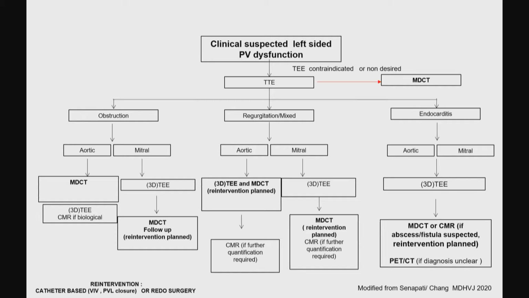This is a kind of flow chart of what we think CT fits into the algorithm of evaluation of patient with prosthetic valve dysfunction. The most important thing I want to focus on here is prosthetic valve dysfunction, specifically obstruction in the aortic valve position. I think multi-detector CT should be sometimes, I think, the first test of choice.